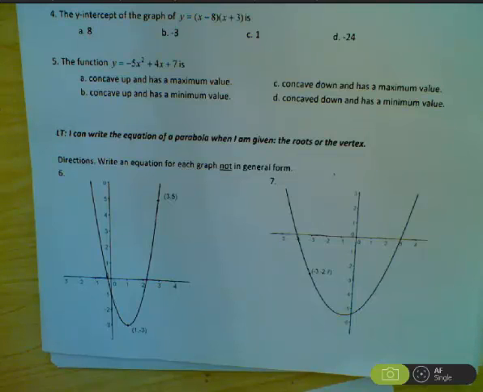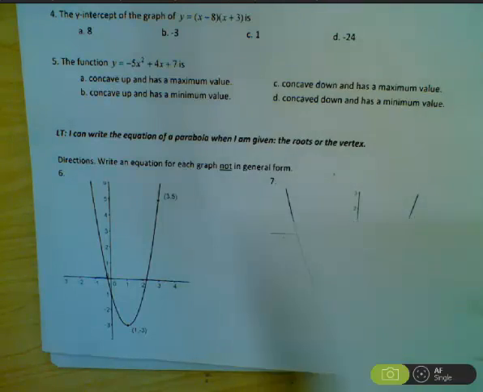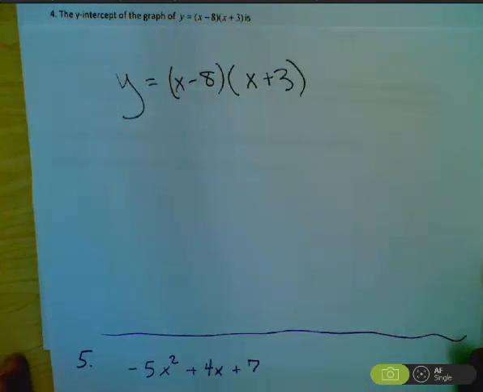So number 4 asks us to find the y-intercept of the graph y equals the quantity x minus 8 times the quantity x plus 3. The y-intercept can be found by setting x equal to 0. So all we have to do is plug in 0 for x and solve what y would be.